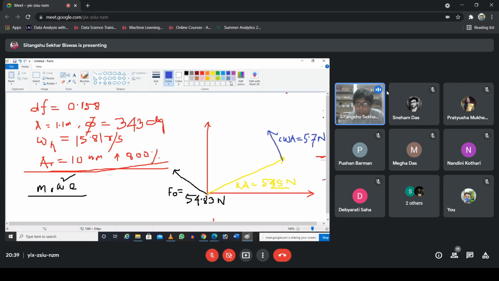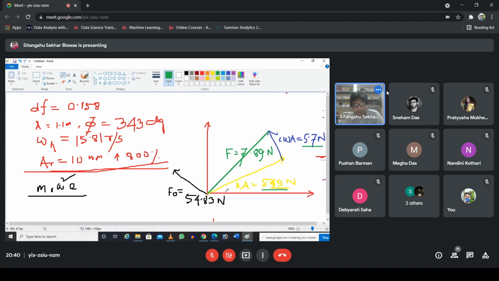Now this force is the resultant of these two, which is nothing but the square root of this square plus this square. How much is it coming? This F. So 7.89 Newton.